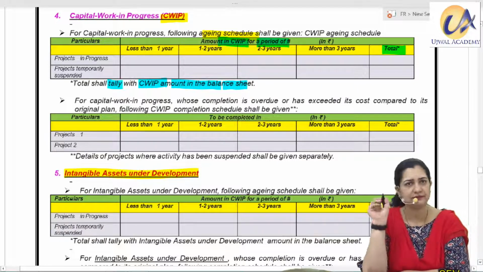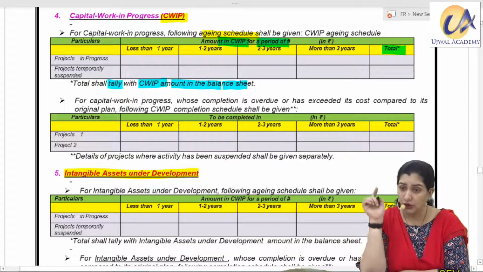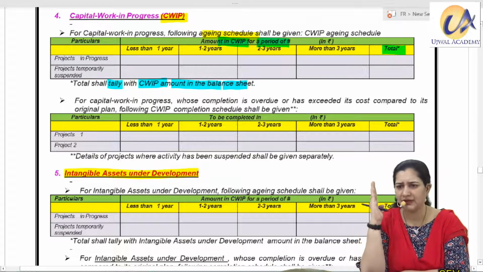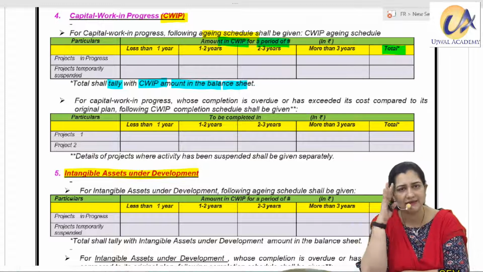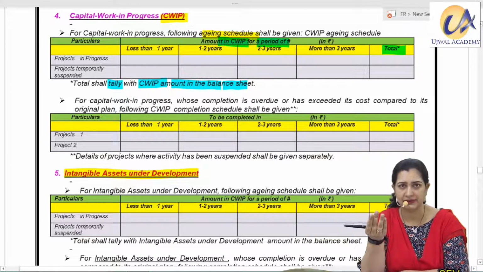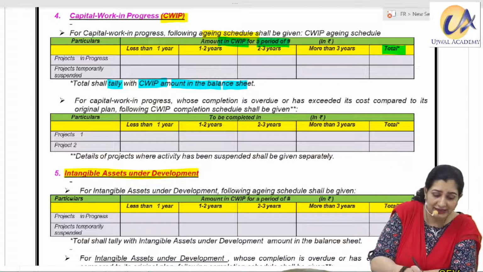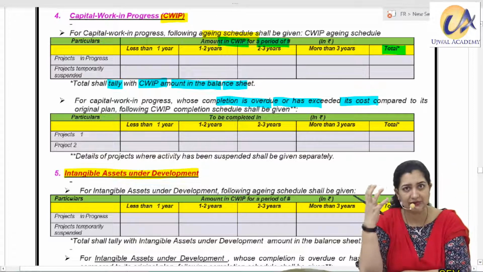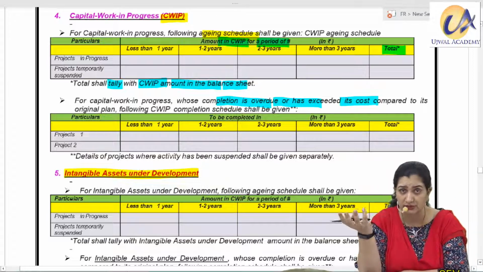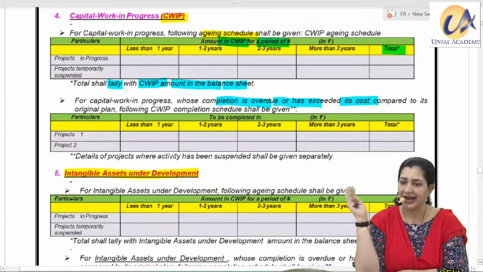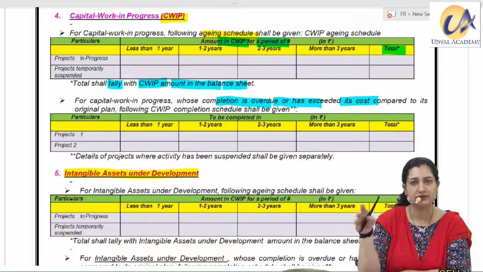It should tally. Simple. Also, say every company is doing capital work in progress, they are having some plan in mind. This will go on for 3 years. It's always there, any project. Now, if they have surpassed that 3 years time, that means they have exceeded their due date. Its completion is overdue or exceeded the cost. They have also gotten a cost estimate. Have they exceeded that cost? Or have they exceeded the due date as per the original plan? Then that also we have to give details in this format.